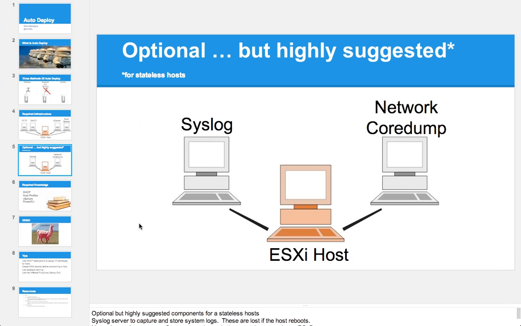Optional, but highly suggested, would be a syslog server and a network core dump server, especially for stateless hosts. You're going to need something to capture and store those system logs. The logs would be lost if the host were to reboot, say if you get the infamous purple screen of death. Same thing with the core dumps. Those core dumps, when you get a PSOD, can be captured, but you need to have those components installed and running.